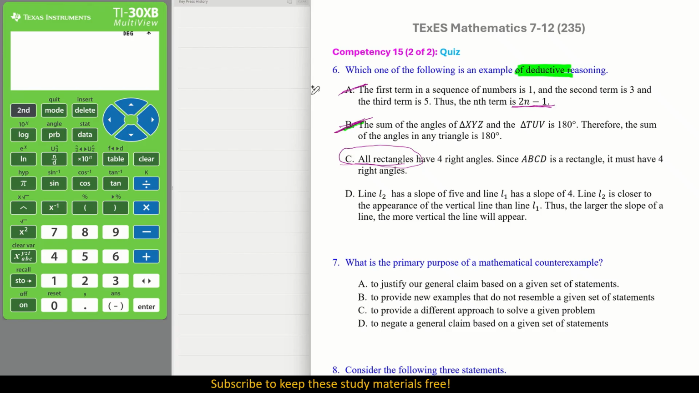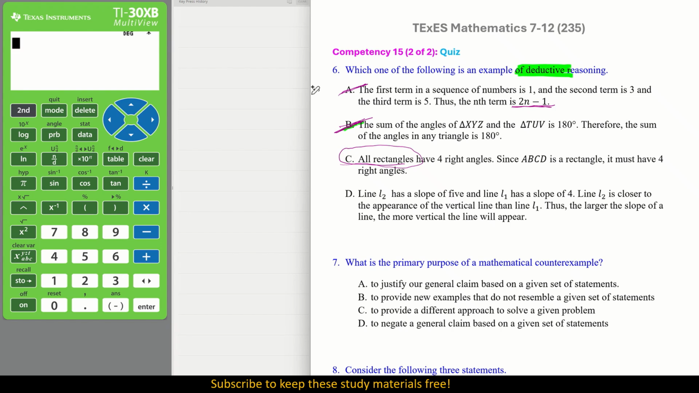Since ABCD is a rectangle, it must have 4 right angles. Yes, I would agree with that. That is deductive reasoning. It starts out with the general statement of all rectangles and then it goes straight to a specific rectangle.